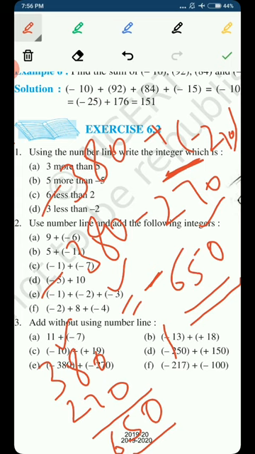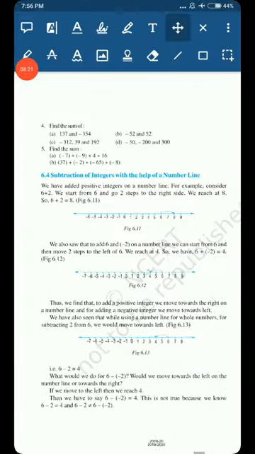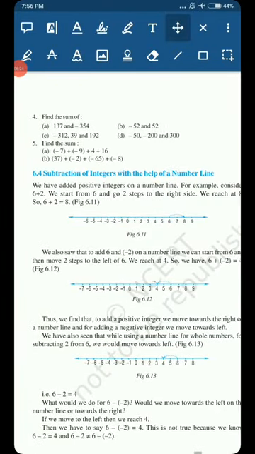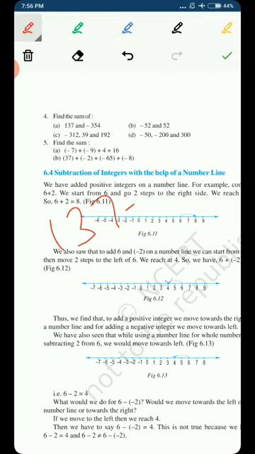So that's how we will add or subtract the integers. Let's see question number 4. In question number 4, we have to find the sum of 137 and minus 354. So what will happen? 137 plus minus of 354, just like the previous questions we have done. So students, I will advise you to please solve Exercise 6.2, question number 3, question number 4 and question number 5 yourself, and practice, because practice is the only way which can lead us to success in mathematics.